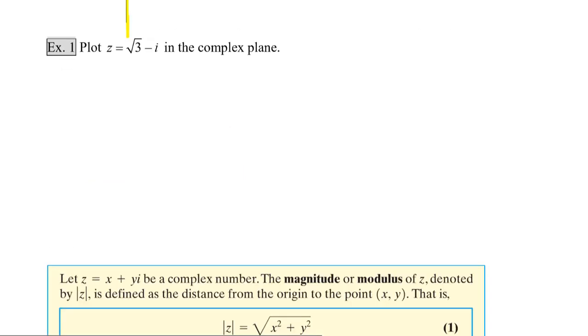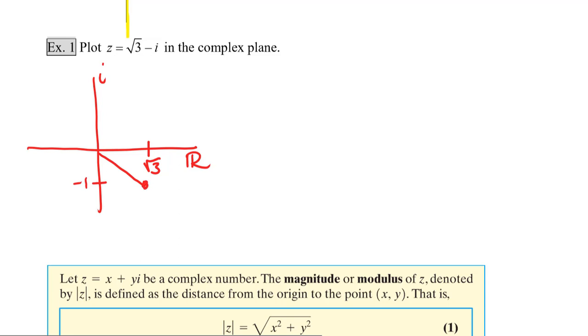Example 1, we're going to plot z equals square root of 3 minus i in the complex plane. So I'm going to start by drawing my complex plane, my real axis and my imaginary axis. I'm going to go positive square root of 3 on the real number line, and then I'm going to go negative 1 in the i direction. And so my point right here is z equals the square root of 3 minus i.